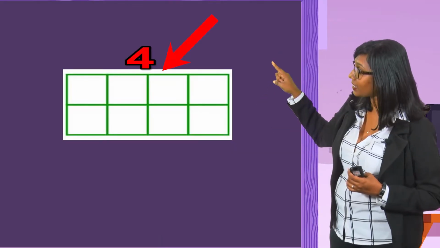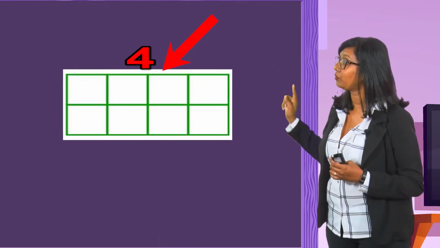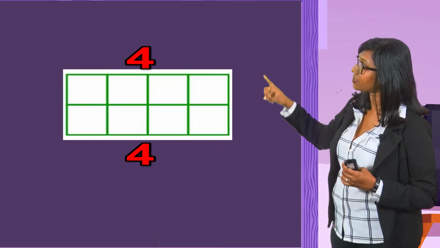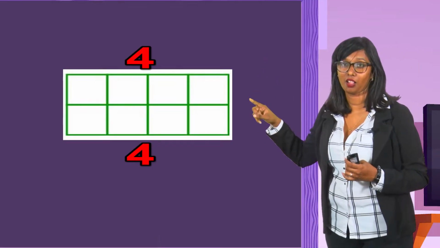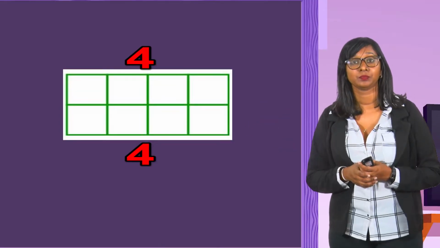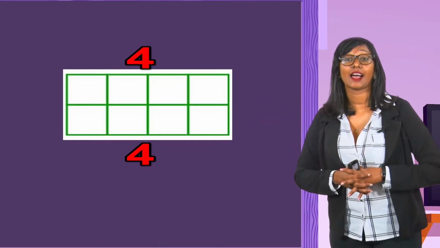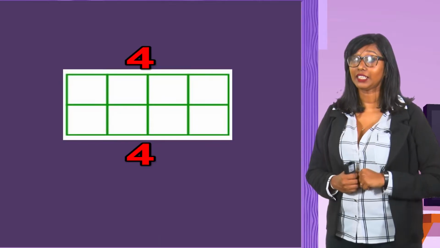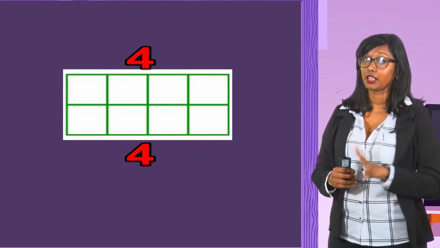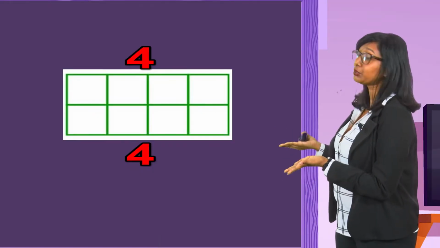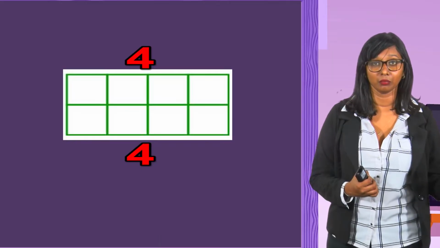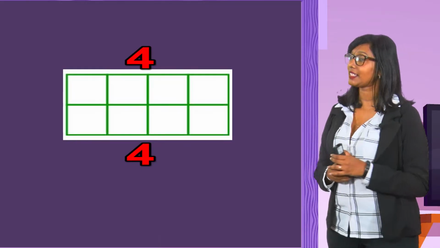So if this side is 4, therefore this side will also be 4 because these two are equal. So we have 4 at the top and 4 at the bottom. But a rectangle has 4 sides. We need 4 numbers or 4 measurements, but we only have 2. So it is time for us to find the other 2 numbers. Are you ready? Let's take a look.